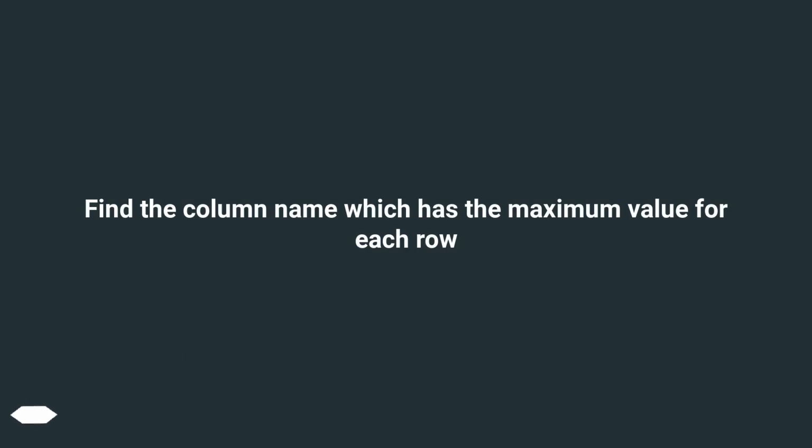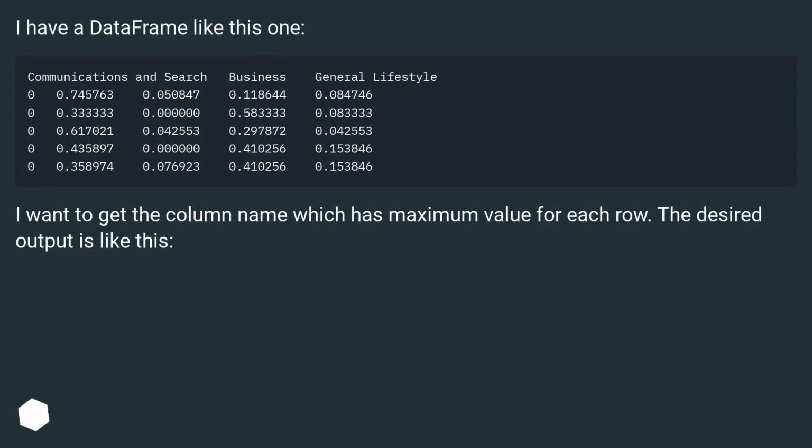Find the column name which has the maximum value for each row. I have a data frame like this one. I want to get the column name which has maximum value for each row. The desired output is like this.